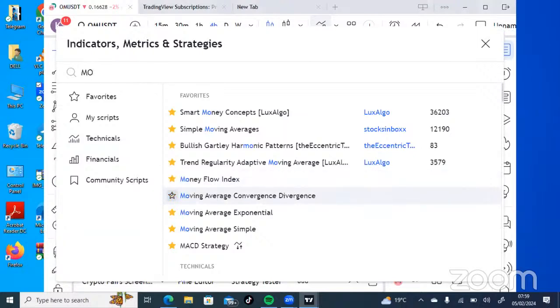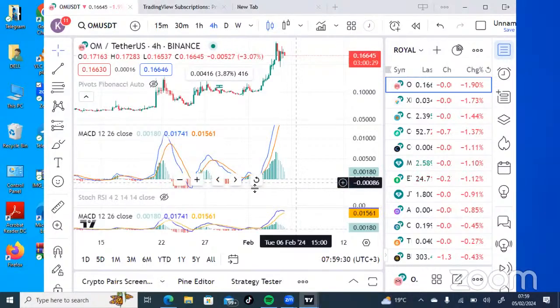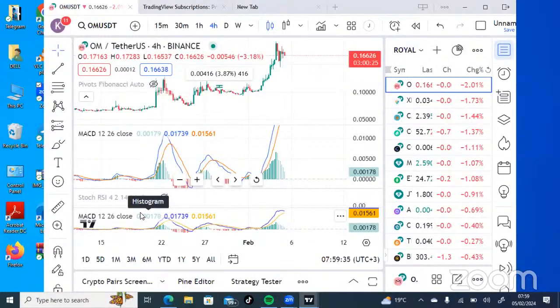You tap on the star, it joins your favorites. Tap on it once, and it gets into your screen, and that is the indicator. The two are the same, just that this one I increased, so I'll remove one because I don't need both of them on my screen.